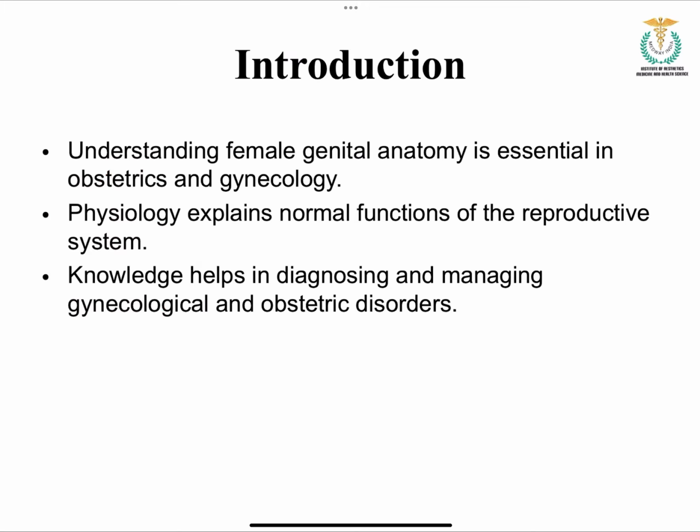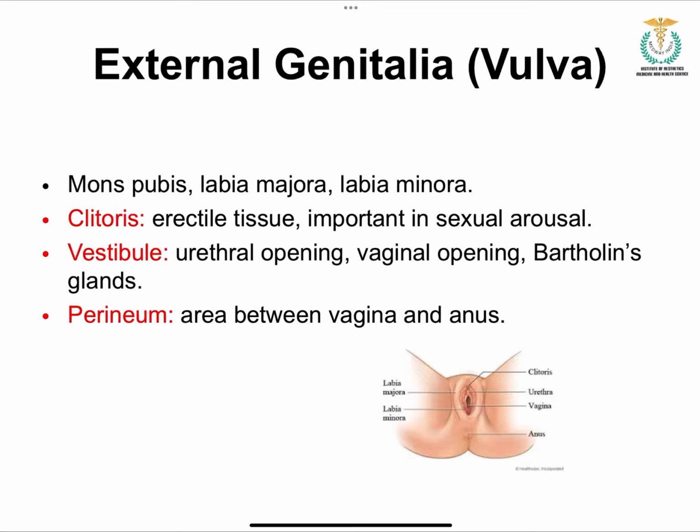Okay, so the first is the external genitalia, that is the vulva. The vulva is the external protective structure. As you can see in the picture, it has three parts: mons pubis, labia majora, and labia minora. And there is a clitoris, which is erectile tissue and is important in sexual arousal. And the vestibule has the urethral opening and the vaginal opening, and Bartholin's glands are present in the vestibule.